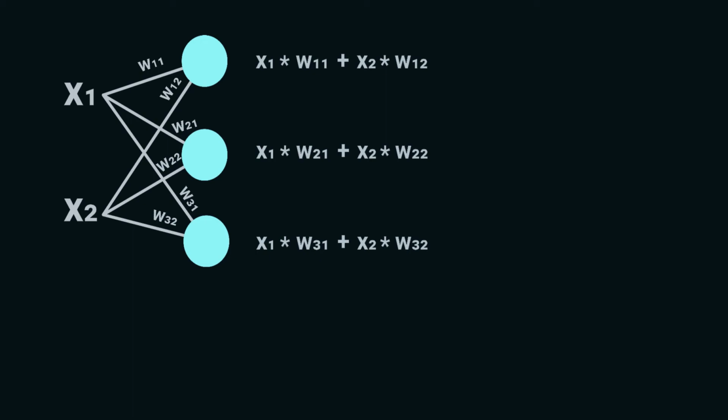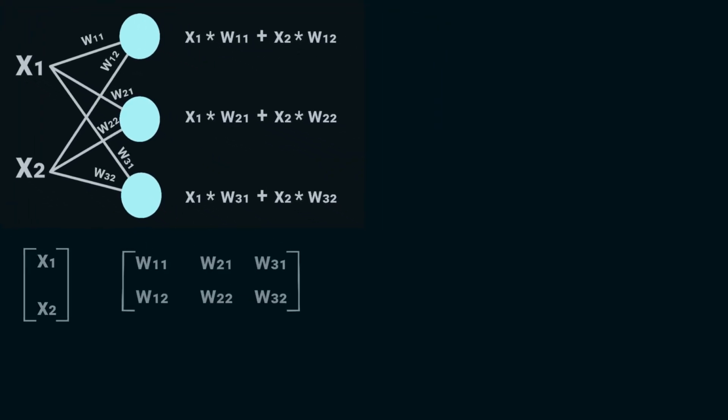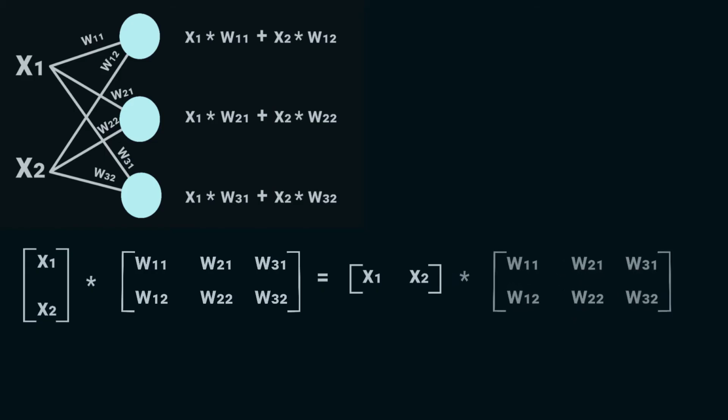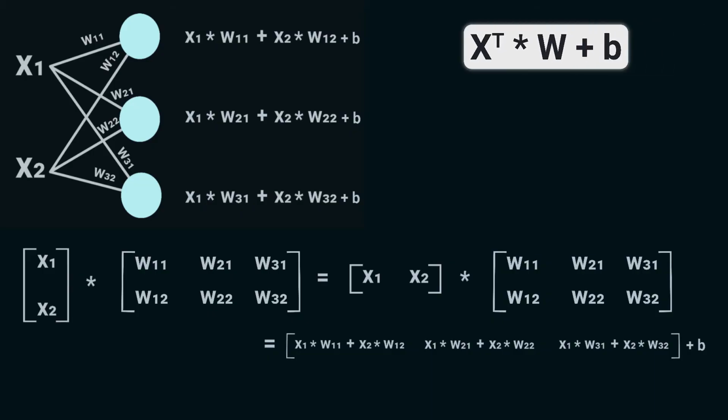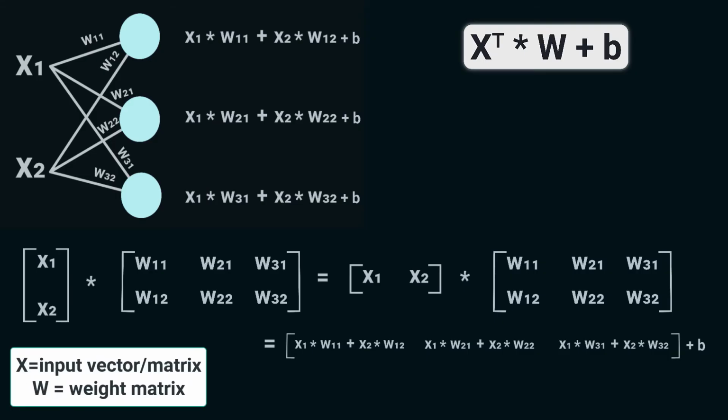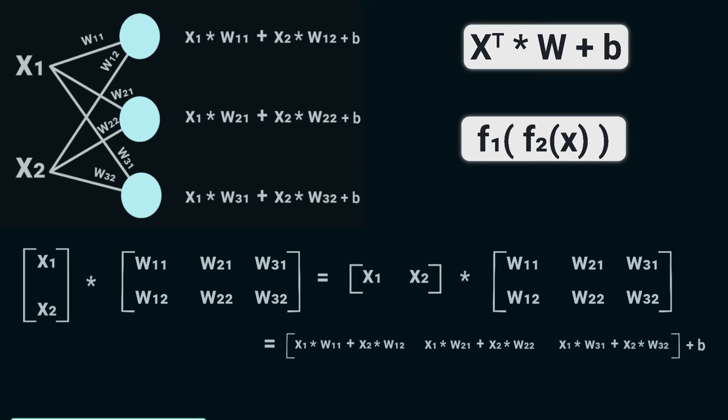Now, like the previous example, if we take the input vector and weight matrix, transpose the input vector and perform matrix multiplication, it gives the same result. Now let's add the bias. So take any number of inputs and any number of neurons. The operation of the forward pass is this simple matrix multiplication. As you add more hidden layers, the neural network performs the same operation in chain.